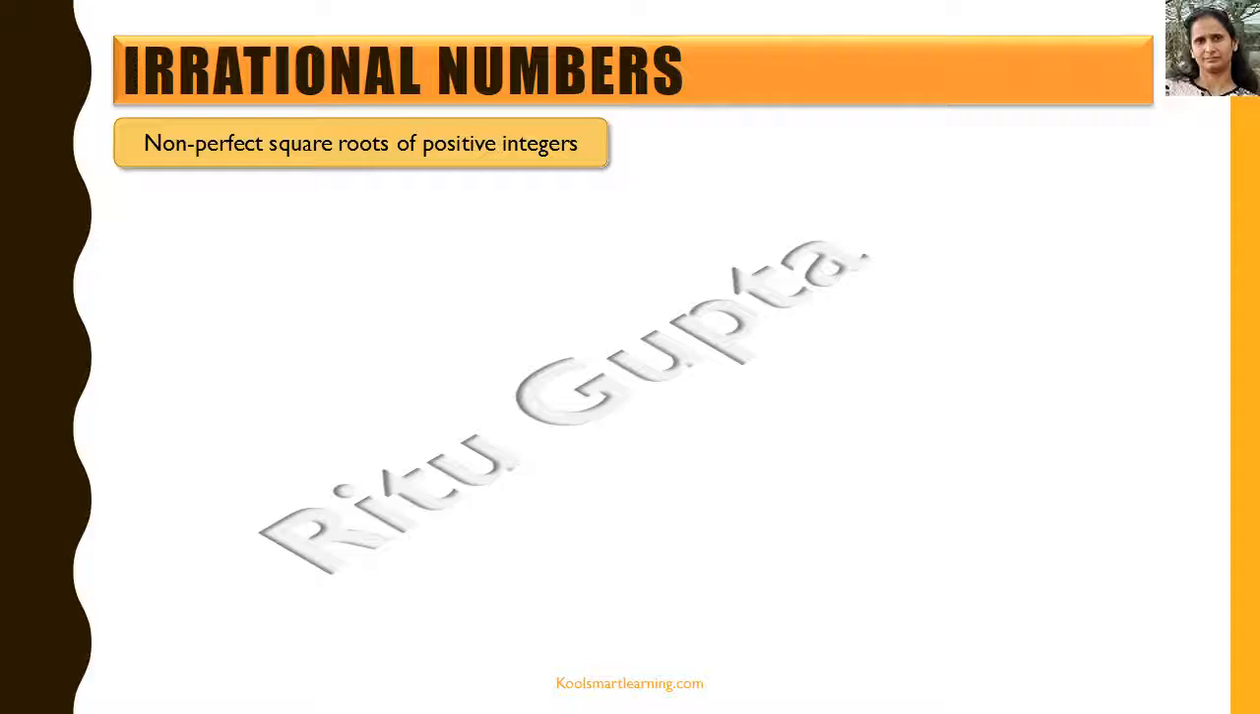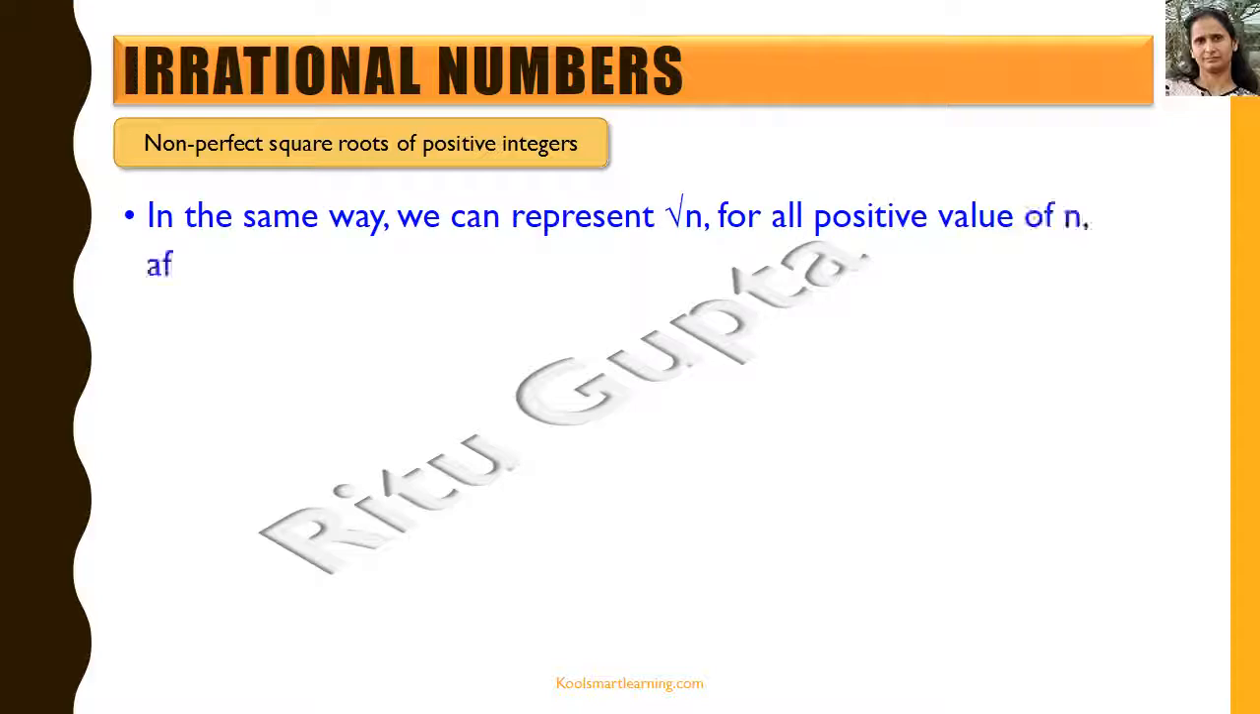So we continue with the non-perfect square roots of positive integers. How do we represent them on the number line? So we've just seen that we could put square root of 2, square root of 3, we could represent all of them on the number line. So similarly, in the same way as we did for root 3, we can represent root n for all possible values of n after representing root n minus 1.